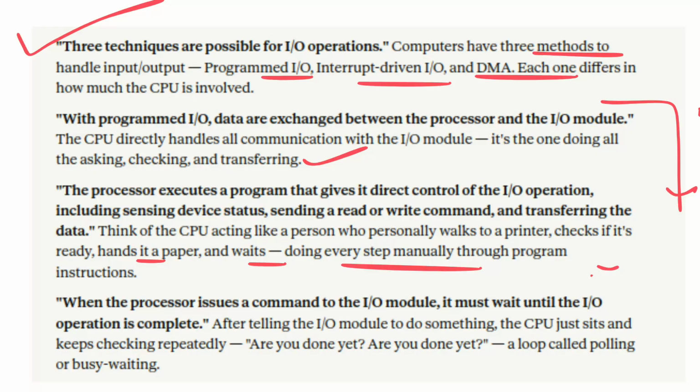Until the IO operation has been completed, the processor has to sit and wait there. So a lot of waiting happens on the CPU's part, because whenever the processor sends a command to the IO module, until this IO operation is completed, it has to wait there. That is, after telling the IO module to do something, the CPU just sits and keeps checking repeatedly if you are done or not. This is called polling or busy waiting.